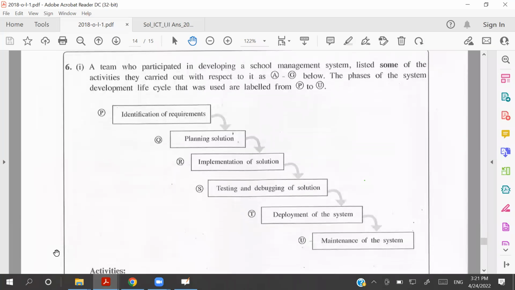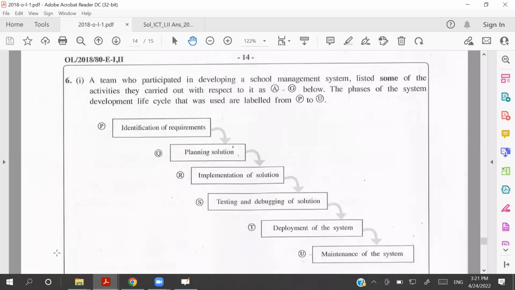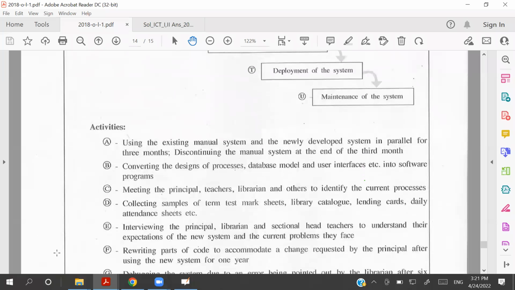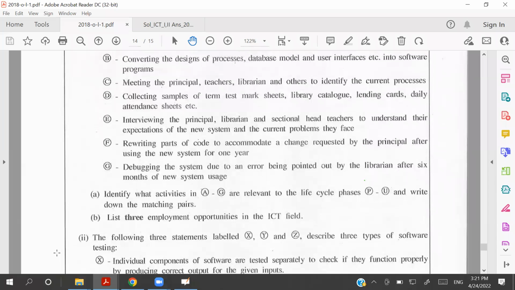Okay, let's finish this as quickly as possible. So the 6th one: a team who participated in developing a school management system listed some of the activities they carried out with respect to it as A to G below. The phases of the system development life cycle that was used are labeled from P to U. It says identify what activities in A to G are relevant to the life cycle phases P to U and write down the matching pairs.